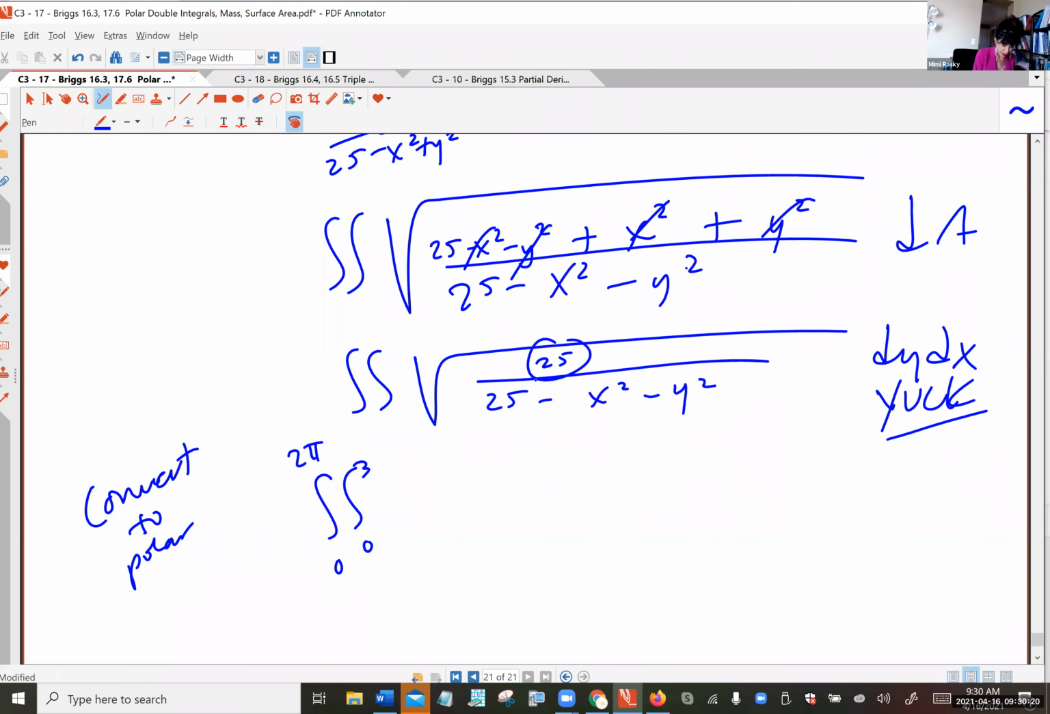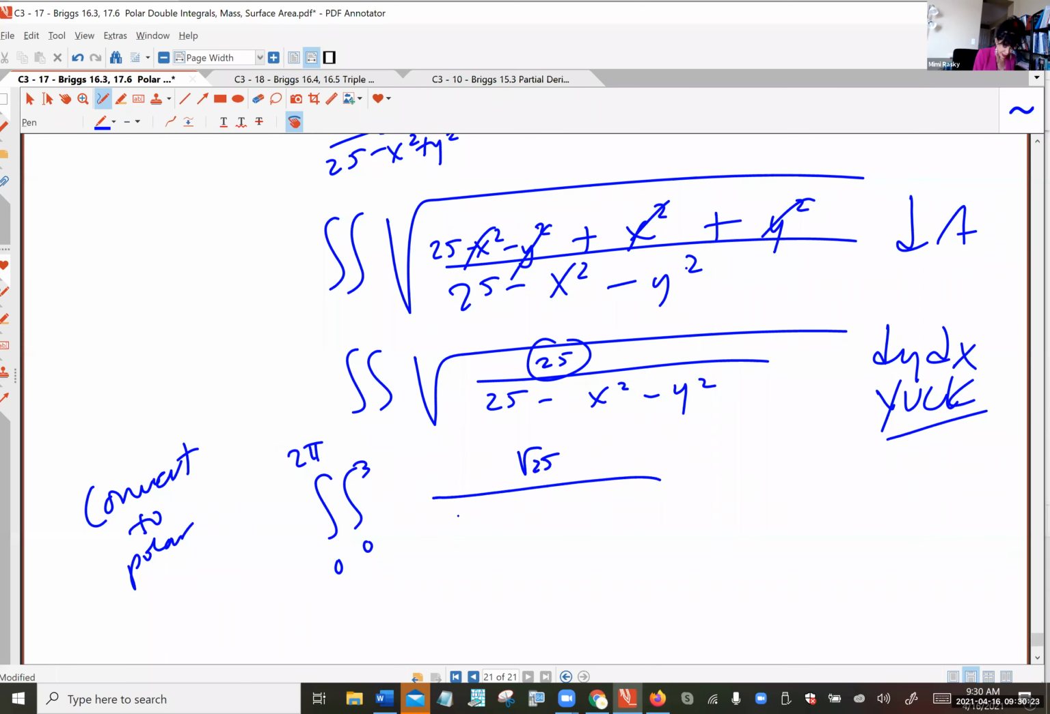And then the square root can be rewritten as square root of 25 divided by square root of 25. And if I factor out a negative from the x squared and y squared terms, we can replace this with r squared, and this is just a 5. So I'm going to pull the 5 out. And then I'll have square root of 25 minus r squared in the denominator. The area element for polar is r dr d theta.